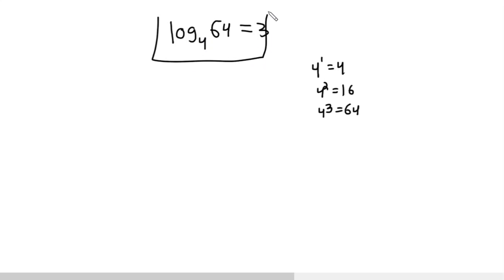So what I would want to do is think to myself, well, 4 raised to what power gives me 64? Well, 4 to the first gives me 4. 4 squared gives me 16, and 4 cubed gives me 64. So the answer to this is just 3. Because remember what this is saying. It's saying 4 raised to what power gives me 64? And the answer is just 3. So I would just circle this 3 right here.